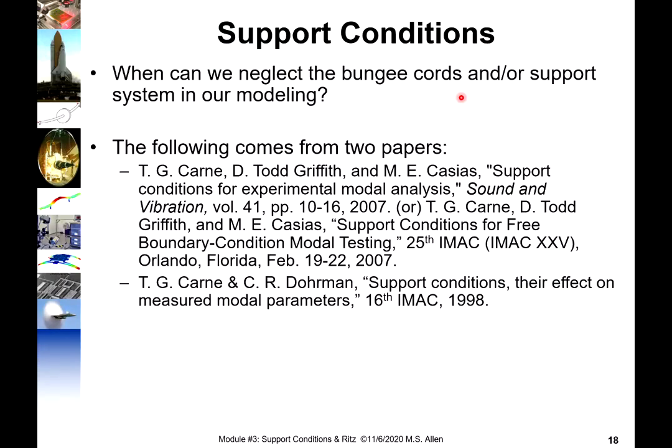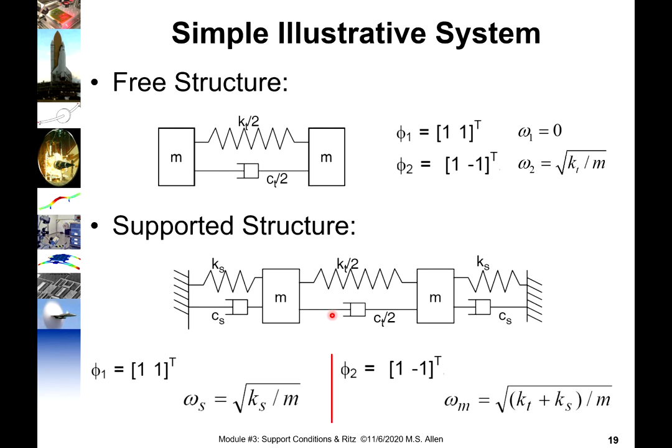Okay, so the question that comes up in all of this is, when can we neglect the bungee cords, and when do we actually have to include them in our modeling? And everything I'll talk about, I take from some very nice papers that illustrate this and explain it really well. So we'll use a really simple structure to illustrate this. And we've designed everything to make the numbers come out really easily in the math really clear.